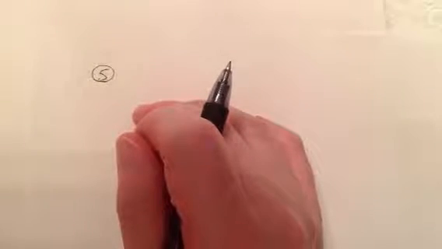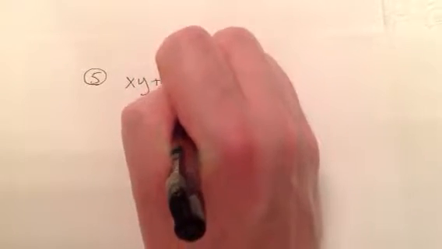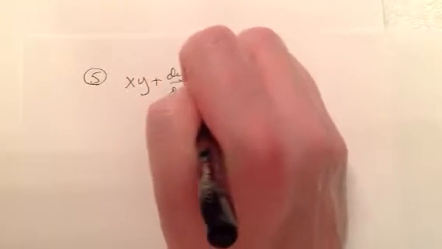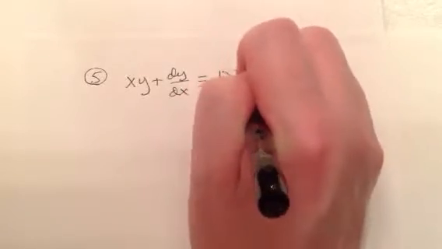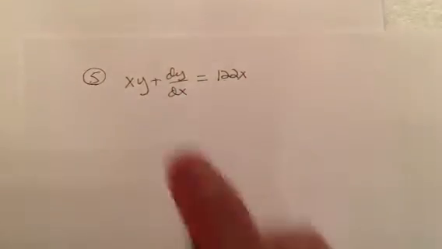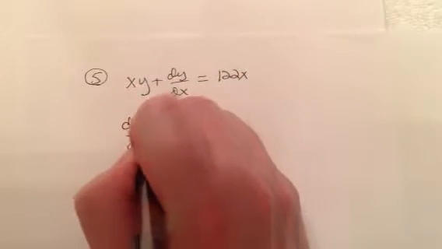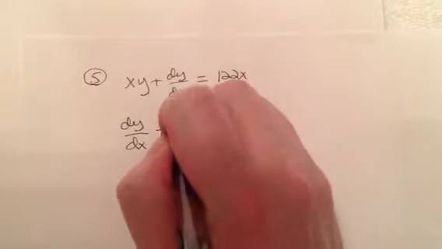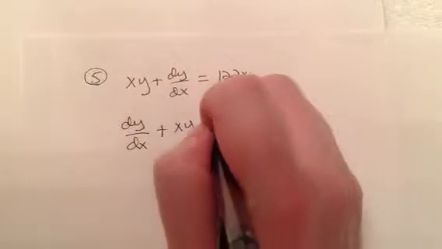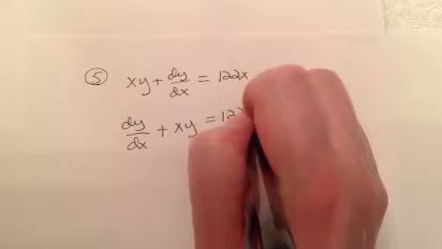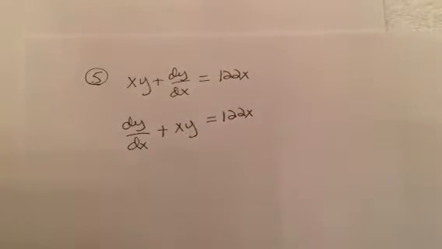For number 5, we have xy plus y' equals 122x. Again, you can use Leibniz's notation. This is one you can also solve by separating the variables and factoring out x, or again, you can use the integrating factor. Using the commutative property of addition, we switch around, putting the dy over dx at the front. We have dy over dx plus xy equals 122x.